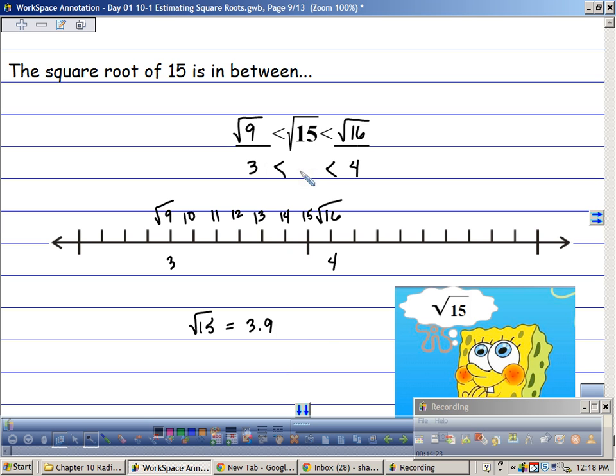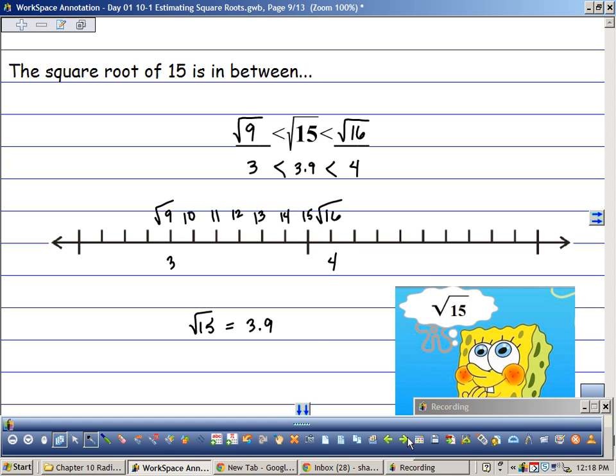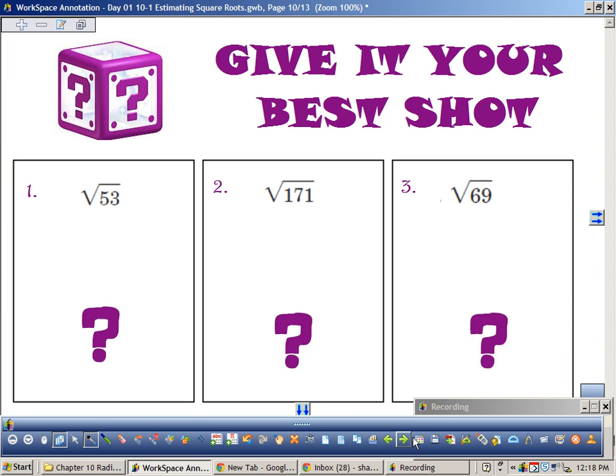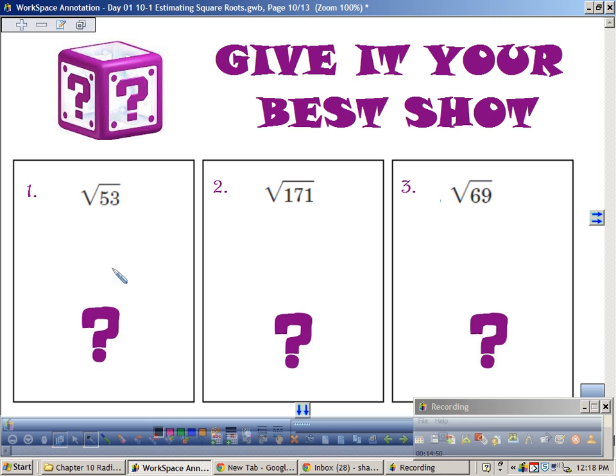Are you starting to visualize it? Can I go? Give it your best shot. Square root of 53. I'll do the first one with you. I don't know what the square root of 53 is. Now, some people are going to think of a number above 53, and some people are going to think of a number below 53. Which one comes to mind first?